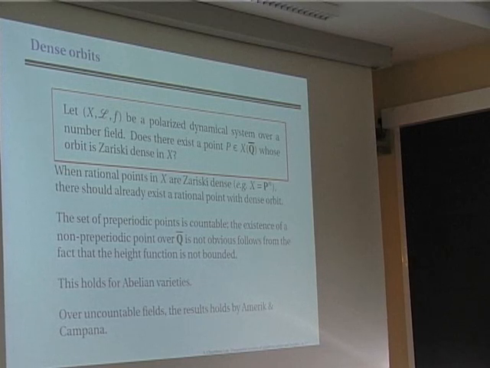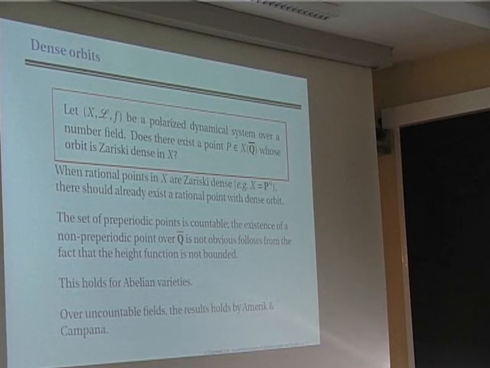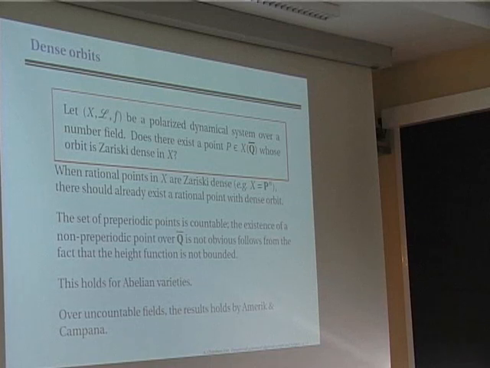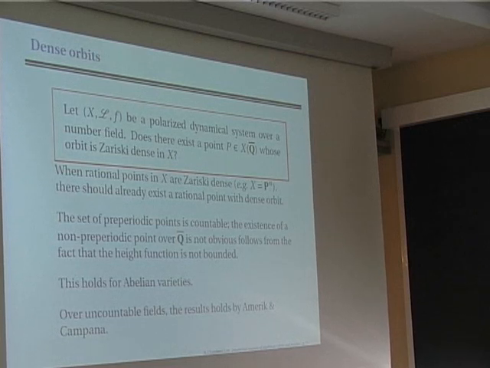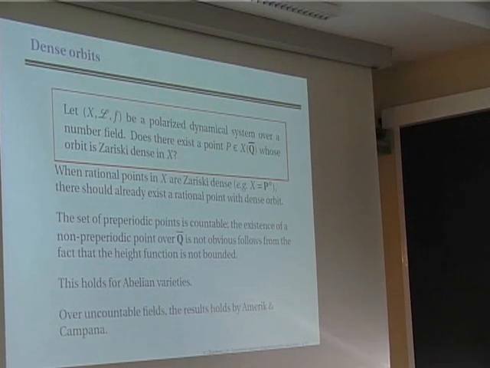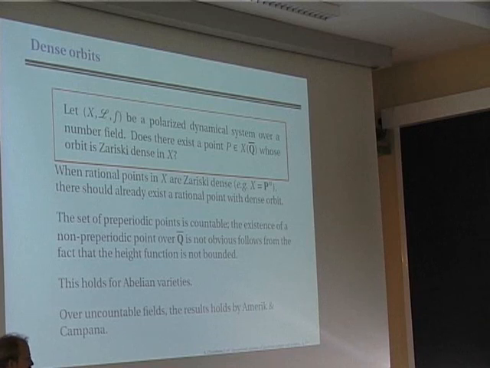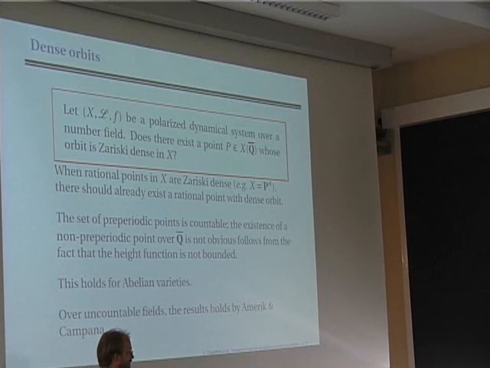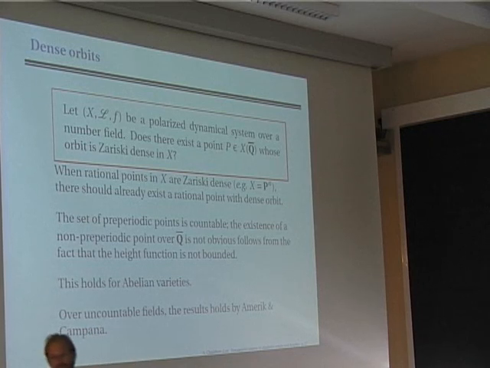When the dynamical system is an abelian variety, then the question has a positive answer. And over uncountable fields, the result is also true using recent theorems of Campana and Amerik about the structure of such dynamical systems. But the result is totally open, say, for a dynamical system on P2 given by three polynomials without common zeros. Nothing else. So that's all. Thank you.